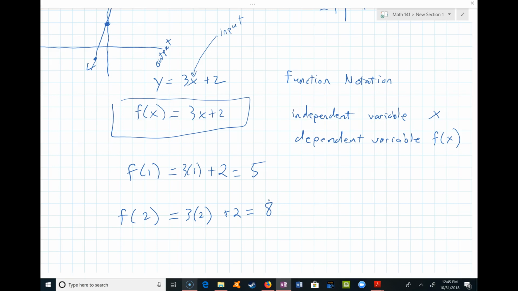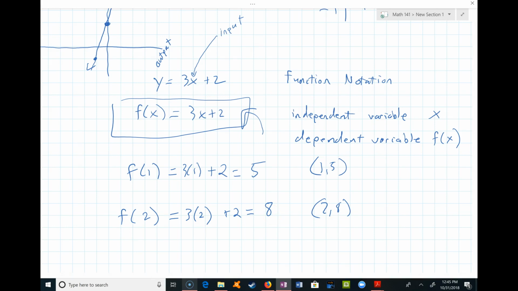Now remember, this also tells me that (1, 5) is a point on the graph, and this tells me that (2, 8) is a point on the graph. So in other words, if I wanted to graph this, draw a picture of it, these would be 2 of the points on there, because this is telling me that an input of 1 is connected to an output of 5, and an input of 2 is connected to an output of 8.